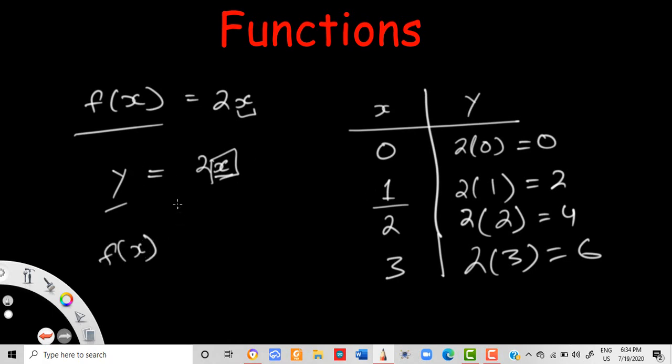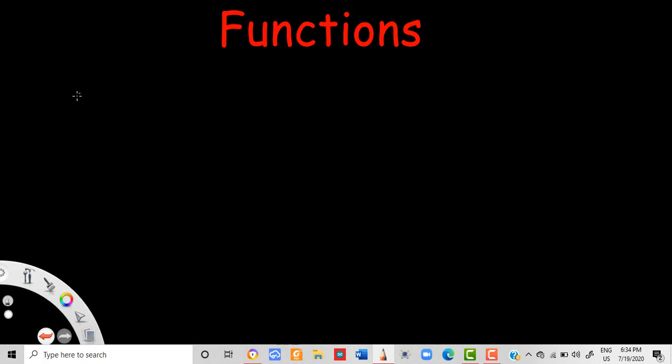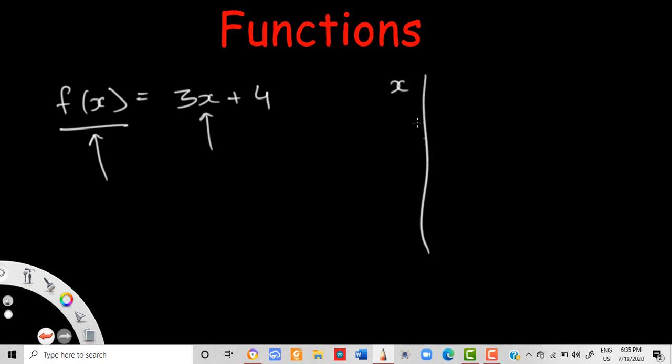Okay, so let me show you some examples of functions so that you can understand it better. Let's say f(x) equals 3x plus 4. Okay, so this is another type of function. The input to this function is this x here, and the output is this part here. Okay, so if we make a table, which you don't have to, you can think it or work it out. So 3x plus 4.